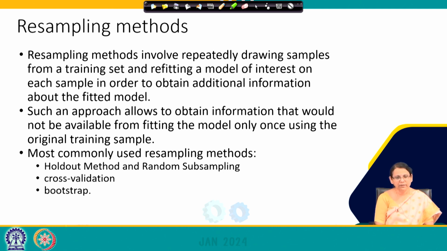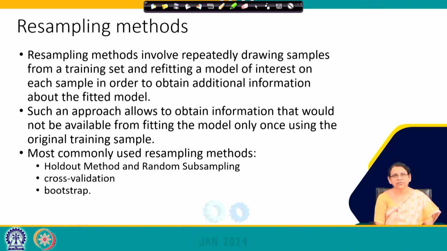Now, these resampling methods involve repeatedly drawing samples from a training set and fitting a model of interest on each sample in order to obtain additional information about the fitted model. So, through this approach, we obtain information that would not otherwise be available from the fitted model if we did it only once using the original sample.